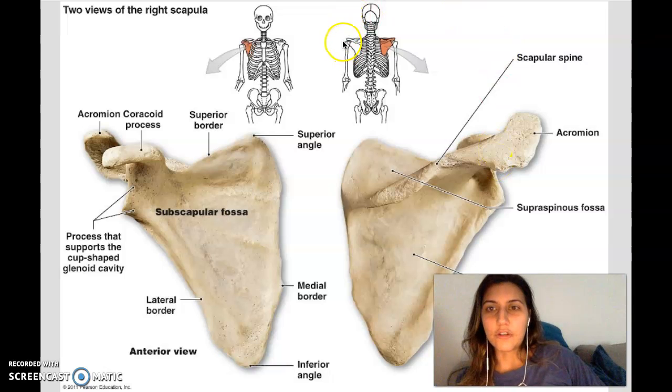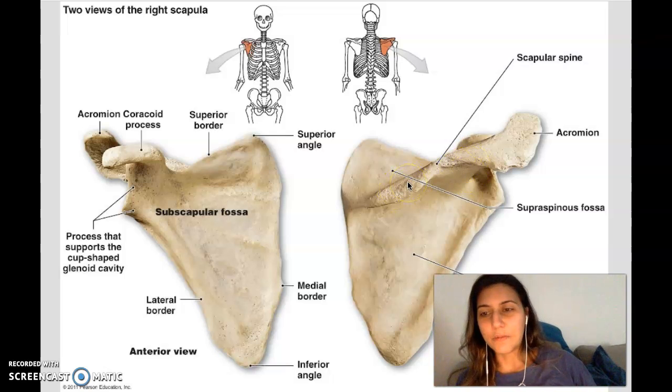And the trapezius not only attaches to the scapular spine and acromion, but also attaches to the base of the occiput, the nuchal ligament, and spinous processes of C7 through T12. And so it really expands across a ton of the upper body, all the way up to the cranium.